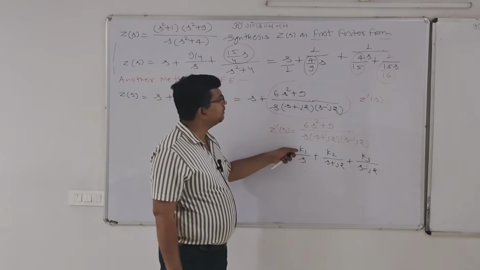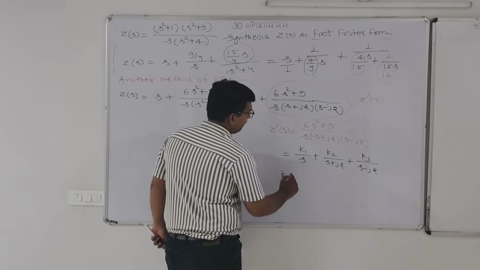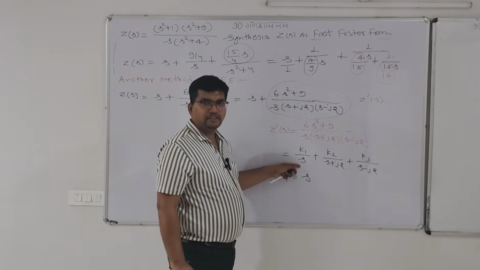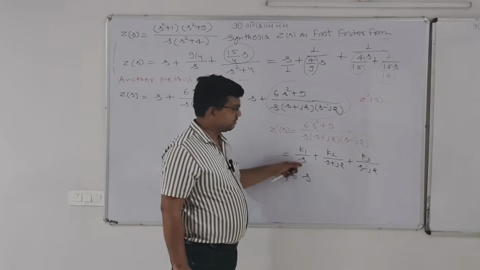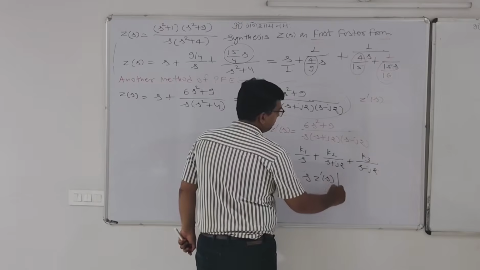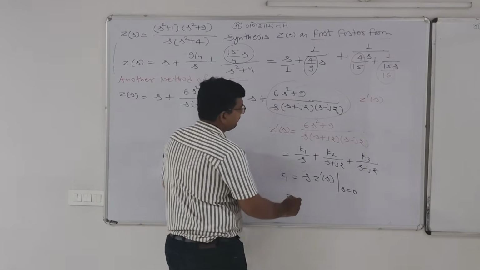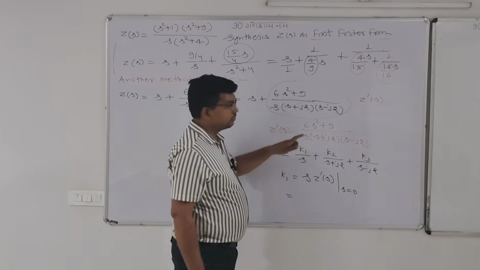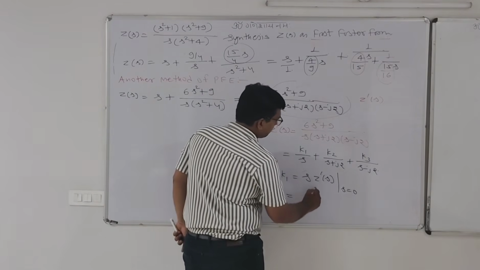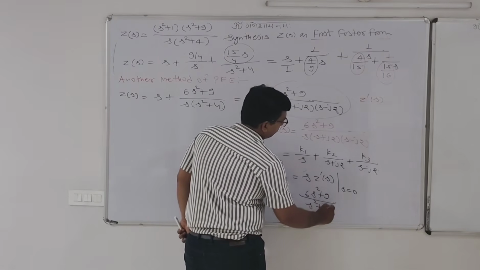That is the plus point of this method. Now how will we determine these coefficients? First, k1. The k1 is the coefficient of the factor s. So we will multiply Z dash s by s and put s equals 0. What is Z dash s? This term. When we multiply by s, the s is cancelled out, and what remains becomes 6s square plus 9 upon s square plus 4.